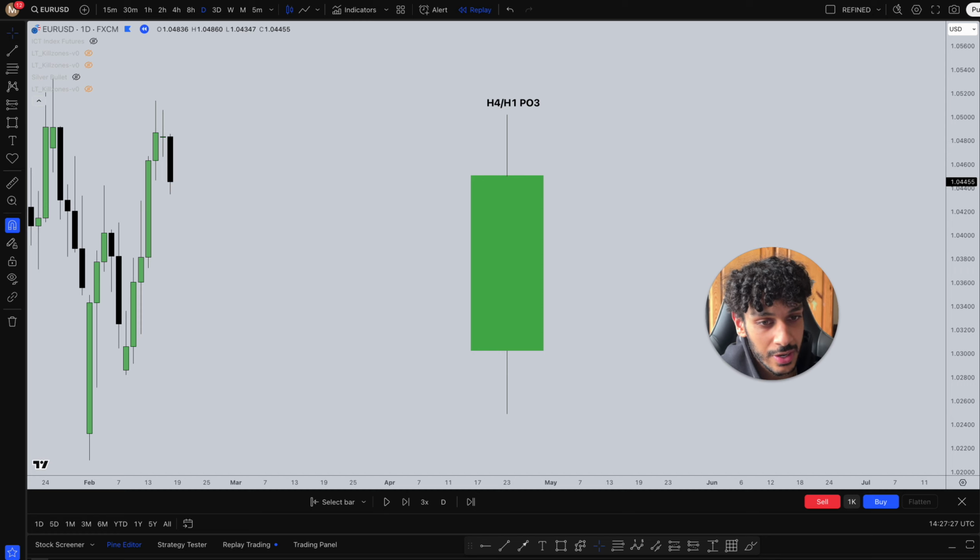Yes, price is fractal for sure. However, the only differences with the H1 and H4 power of three is you're playing in and around the sessions. Okay, so the sessions play a big part in how to go ahead and navigate the power of three here.